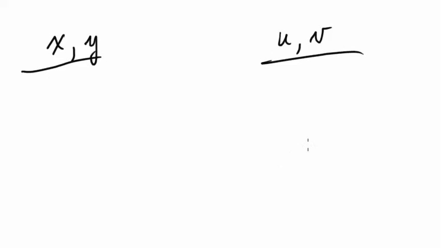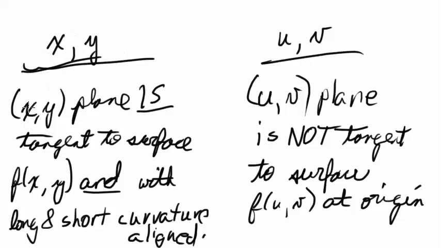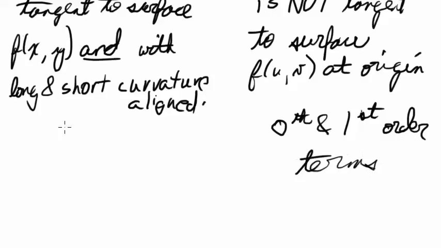In the UV sets of variables, the UV plane is not necessarily tangent to the surface f of u comma v at the origin. On the other hand, with the xy variables, the xy plane is tangent to the surface f of x comma y, and with the long and short curvature aligned with the x and y directions. So in the UV direction, you might have zeroth and first order terms, and the xy plane only has second and higher.